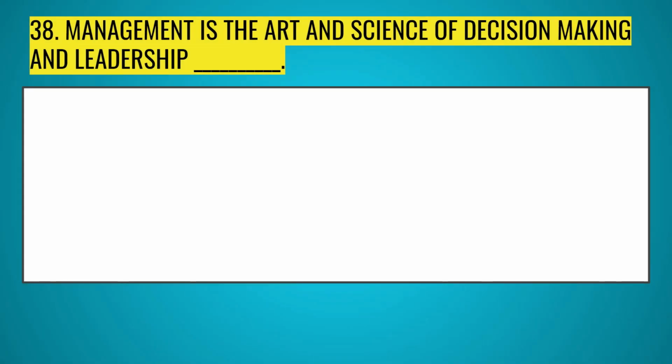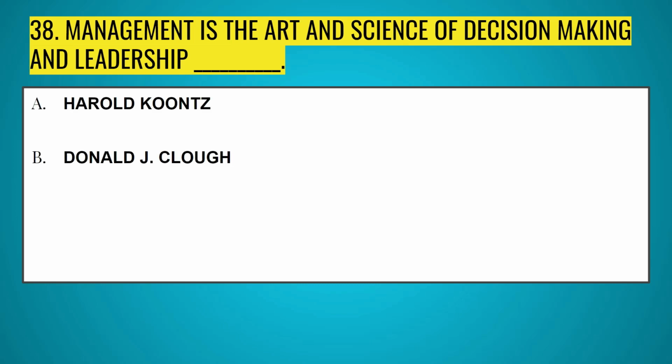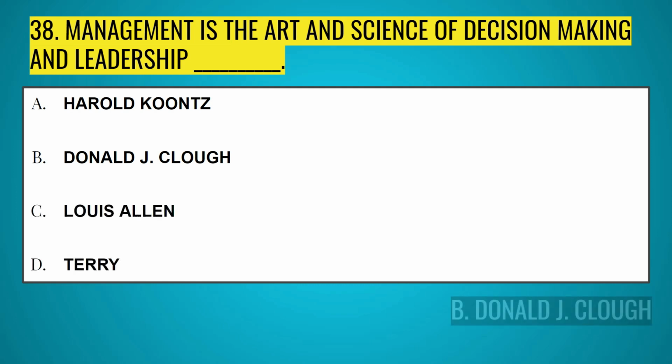38. Management is the art and science of decision making and leadership. This is given by option A. Harold Koontz. Option B. Donald J. Clough. Option C. Lewis Allen. Option D. Terry. The answer is option B. Donald J. Clough.